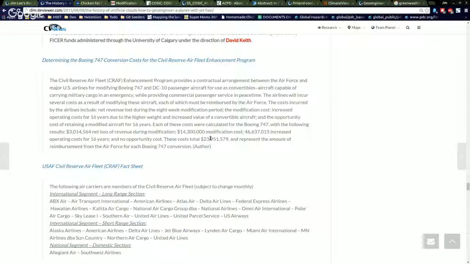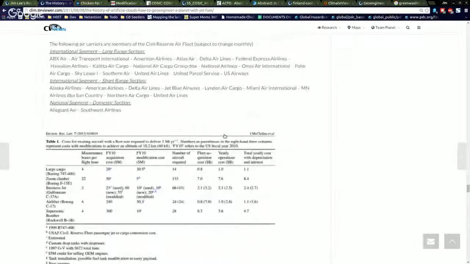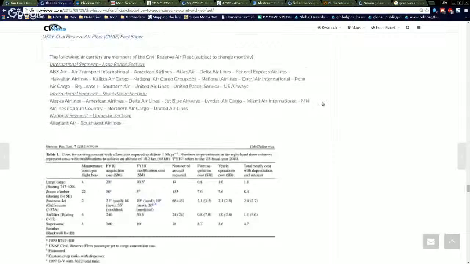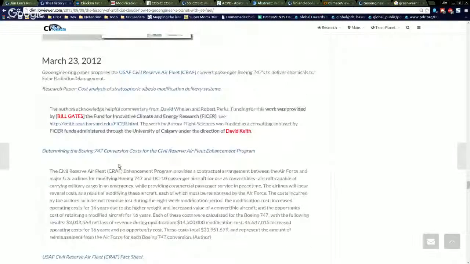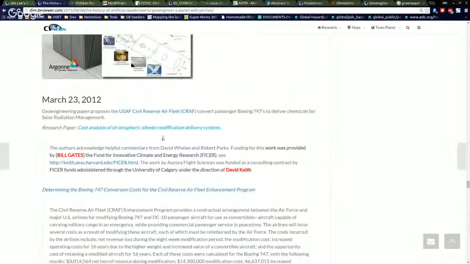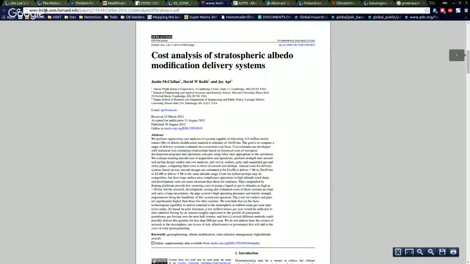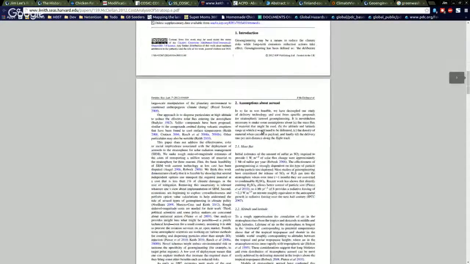All right. Now, I wouldn't even be talking about this had David Keith not brought it up. So this is in Jay McClellan's, what's the title of the paper? Let's make sure everybody's playing along here. Cost analysis of stratospheric albedo modification delivery systems. Okay. And you can see it's on here. It's on Keith's site, so that's David Keith's website. He's got a link to it. And this is McClellan, David Keith, and Jay Apt. All right. And you can flip through that bad boy.